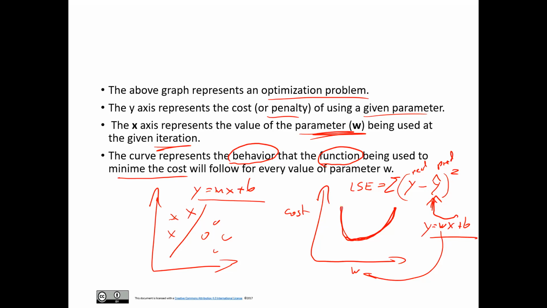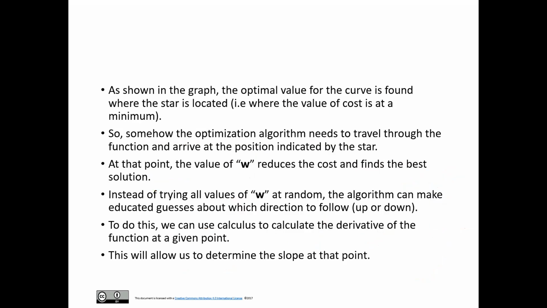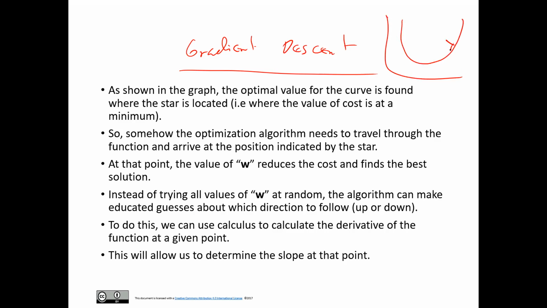All right, so the curve represents then the behavior that the function being used to minimize cost will follow exactly. So if I pick that W, the behavior results in that. If I pick this W here, the behavior results in that. So that translates into this one over here. So we're talking about gradient descent then, that's the algorithm, because we want to figure out which way to go in the curve, right? Which way to go. So we're the giant again. And so do I go in that direction or that? I want to go in that direction, but I need to make a choice. So I basically need to figure out where am I in the function itself.